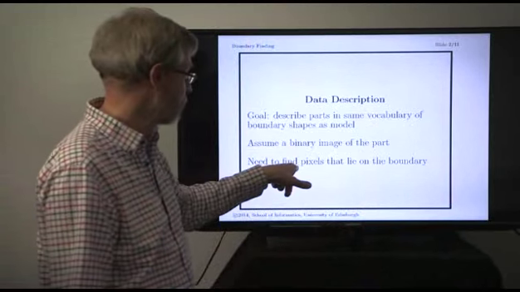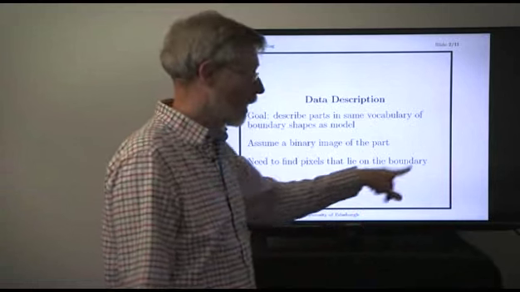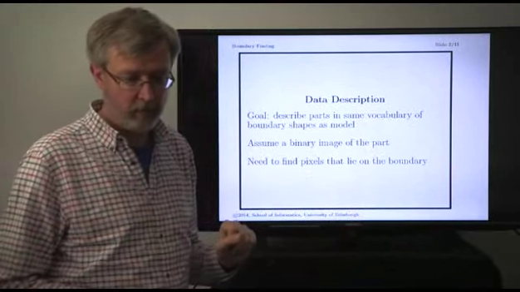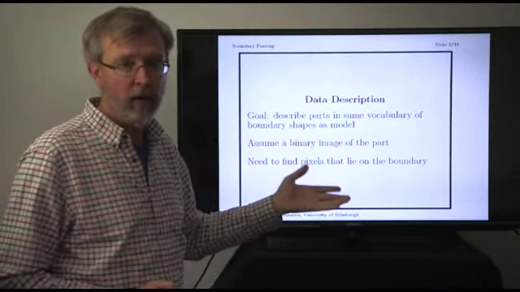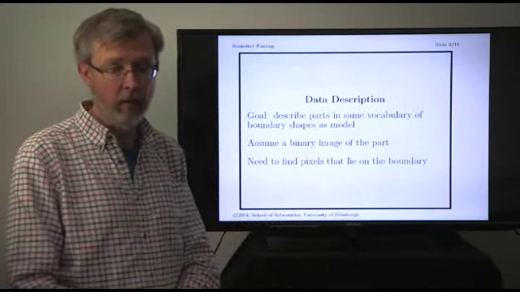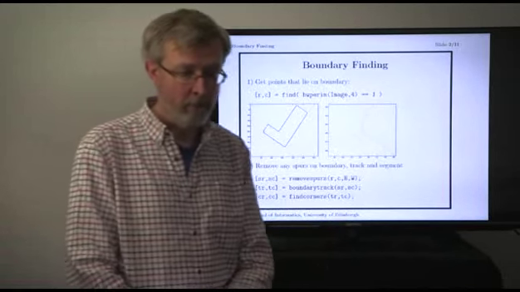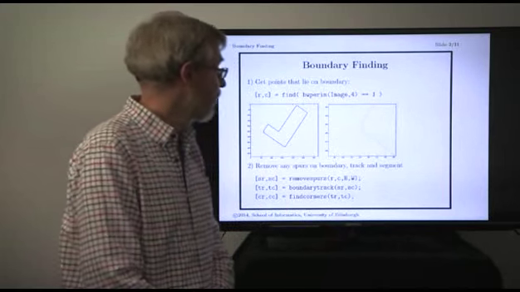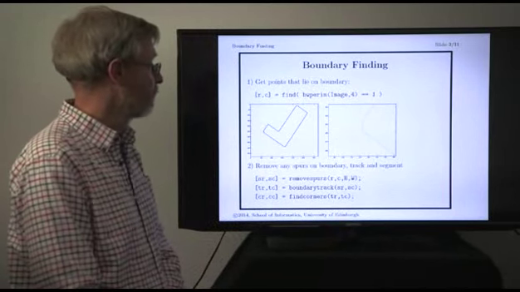We've assumed that we've got a binary image of the part. We've assumed that we've got some sort of a boundary on the part. So let's see how we can find these lines from that binary image. Well, the first bit is we just got to find the boundary of the object.